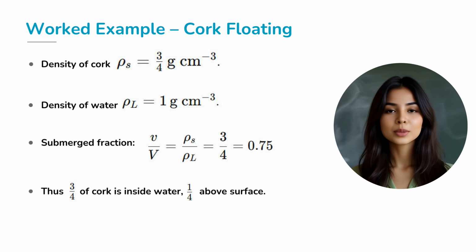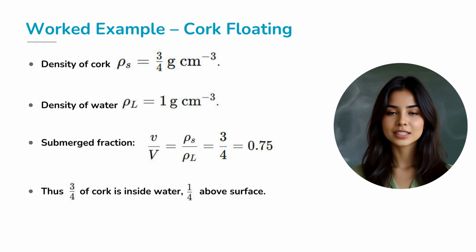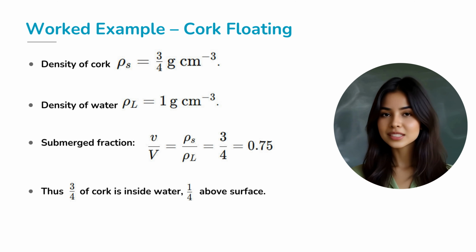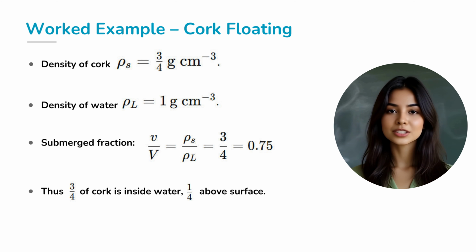Let's take an example. A cork has density 3/4 grams per cubic centimeter, while water has density 1 gram per cubic centimeter. Using the formula V'/V equals ρs/ρl, we get 3/4. That means 3/4 of the cork's volume is submerged, while 1/4 remains outside. That's why cork floats high on water.